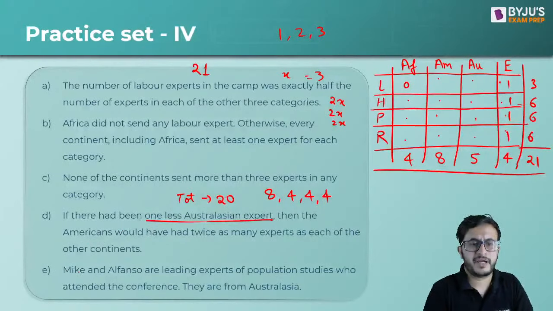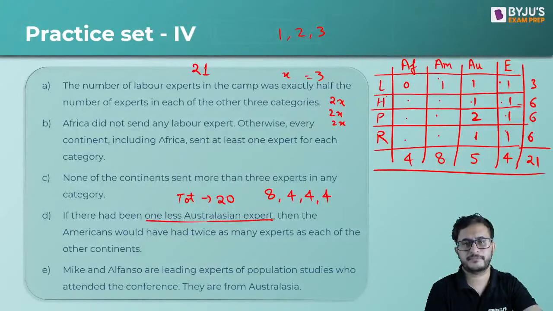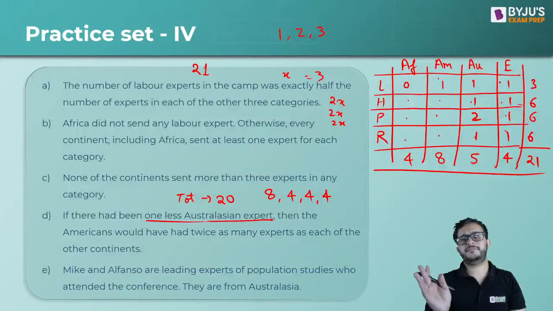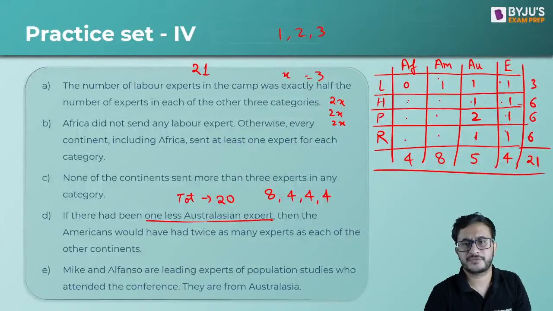Now Mike and Alfonso are the leading experts of population studies who attended the conference. They are from Australasia. So these are from population studies and Australasia, that is 2. So that means total is 5. So all 3 will be 1 and this will also be 1. So we fill these values. Now what we are left with is these two values, so these two should add up to 6.